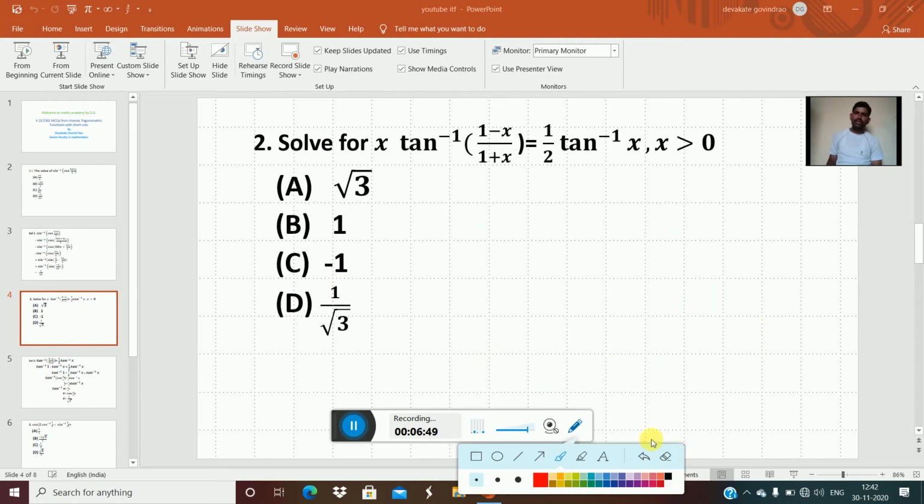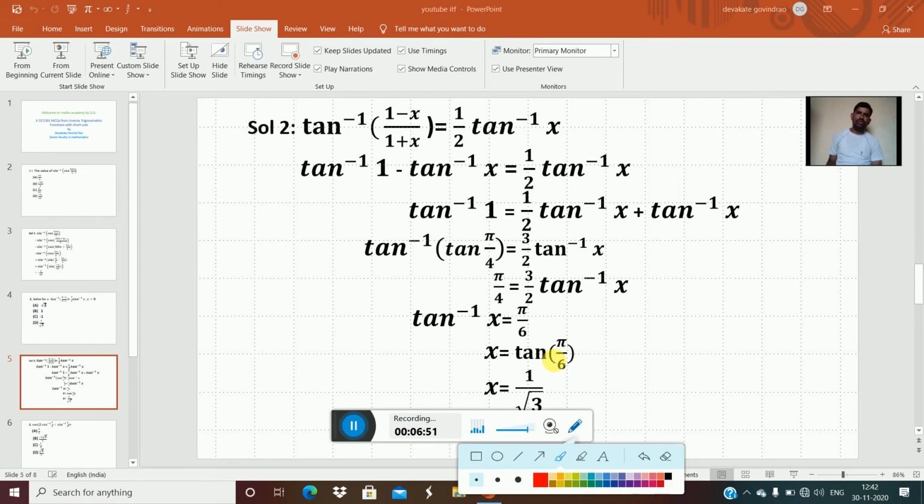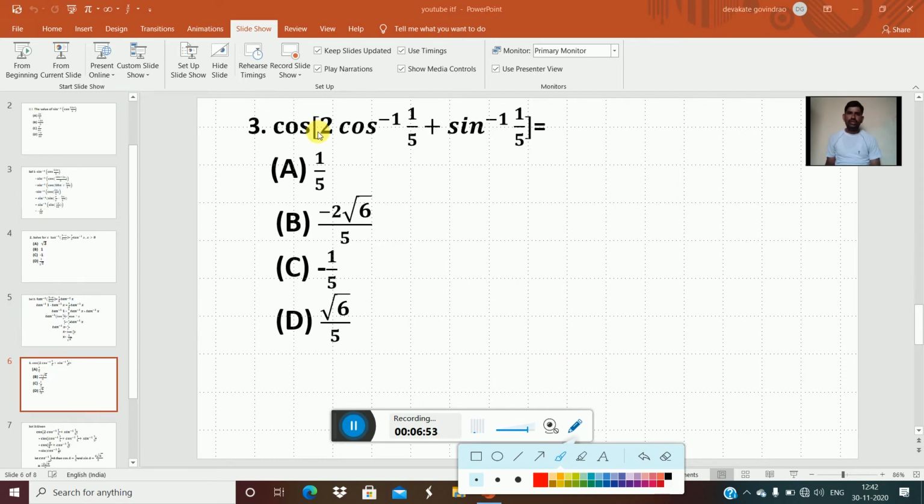Now we will check one more solution. Here we have cos of 2 into cos inverse of 1 by 5 plus sin inverse of 1 by 5. Students, this is 2 into cos inverse of 1 by 5, and I will write the 2 as 1 plus 1. Because cos inverse 1 by 5 plus sin inverse 1 by 5 will again be pi by 2.